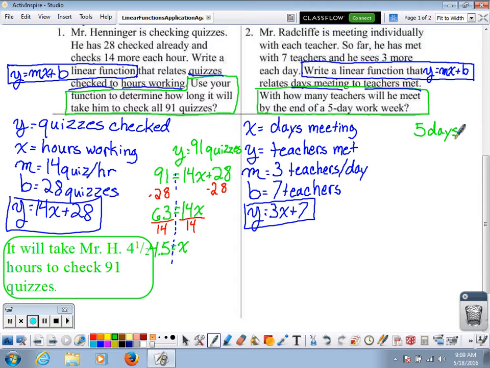It's an x. Okay, we said the day's meeting was x, so 5 days is a value of x. So we'll take that 5 days and we'll sub it in place of x. And we'll say y equals 3 times 5 plus 7. Well, 3 times 5 is 15, plus 7 is 22.